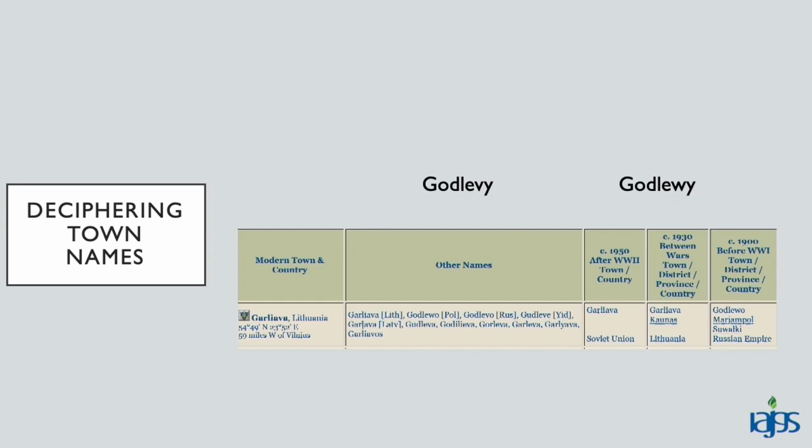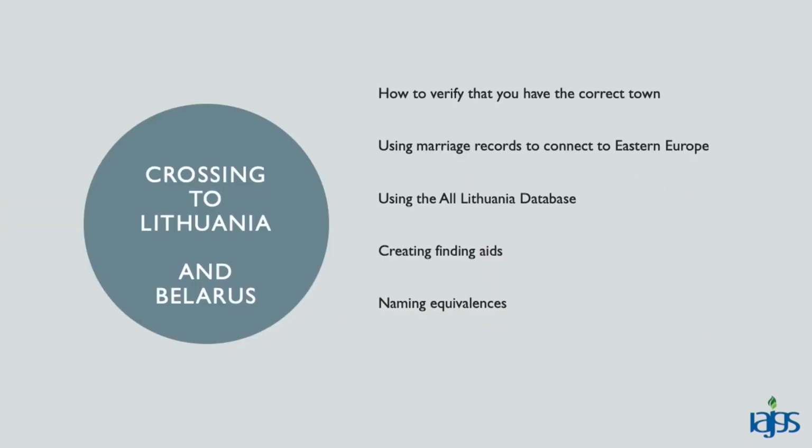So we are going to cross to Lithuania and to Belarus. And this is kind of a double case because we're going to look at both sides of the family. And we're going to do one extra thing. We're going to look at how you verify that you have the correct town. We are using marriage records to connect to Eastern Europe. We're going to use the All-Lithuanian Database. We're going to create finding aids. And we're going to take a look at naming equivalences.